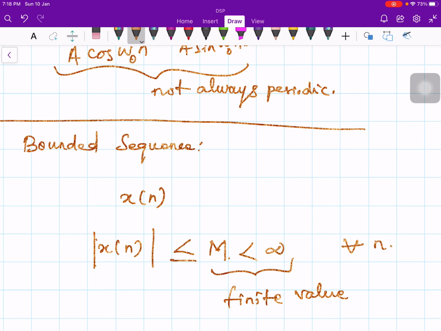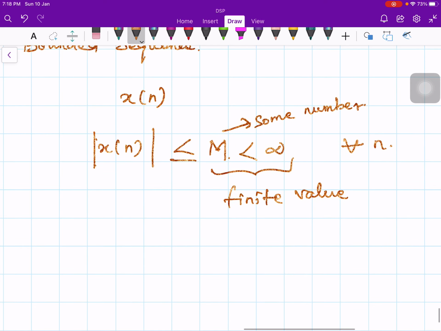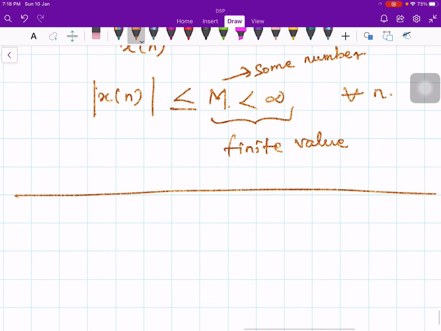Okay, so the magnitude of x of n, whether x of n is real or complex, positive or negative, that doesn't matter, it is bounded. That means less than or equal to some number, and that some number is a finite number. So such a sequence is called a bounded sequence. Okay, next we will move on to absolutely summable sequence.